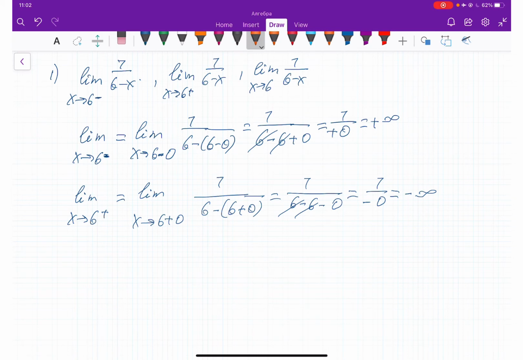So we can see that the limit when x approaches 6 from the negative side approaches positive infinity, and approaching from the positive side, from the right side, approaches negative infinity. That means when the left-sided limit doesn't equal the right-sided limit, the two-sided limit as x approaches 6 of 7 over 6 minus x does not exist. Okay?